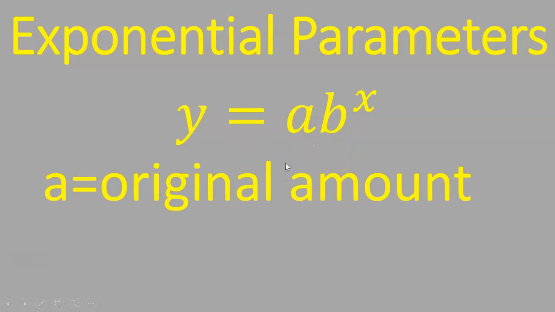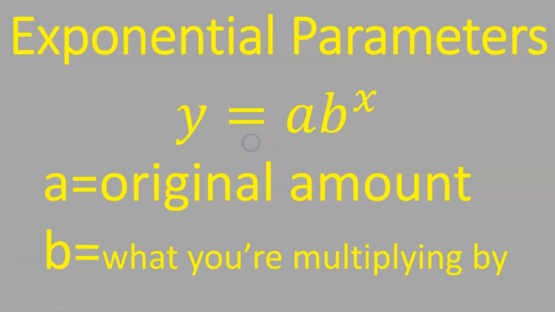For your exponential parameters, we're going to use the situation y equals a times b to the x, where a is your original amount. It's kind of like term 0 again, and b is what you're multiplying by. Now we also talked about this from a geometric sequence standpoint, which you see in the x minus 1 exponent. So you have to be careful in distinguishing between those two, and we'll talk about that with our examples.